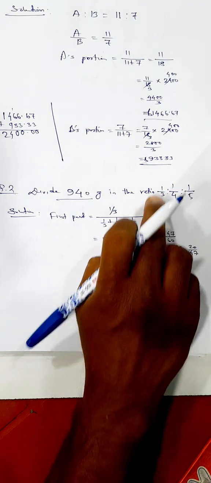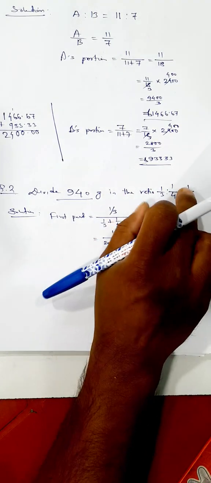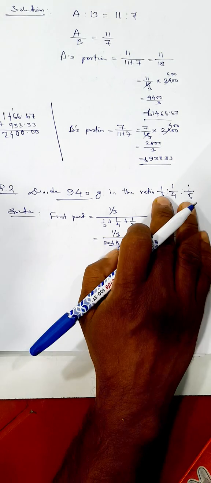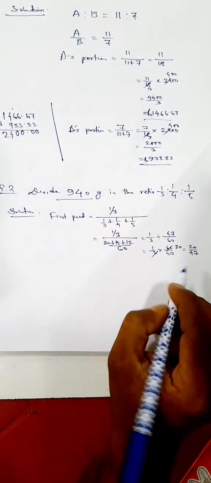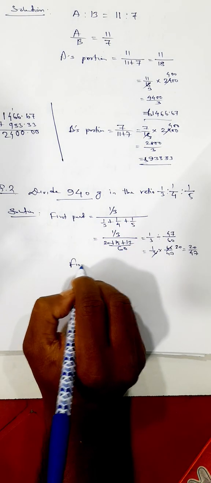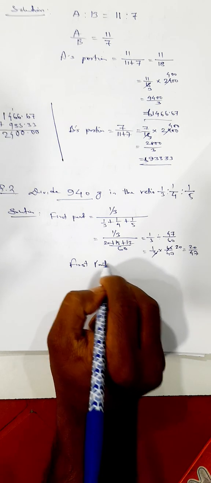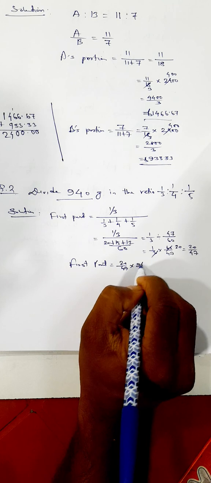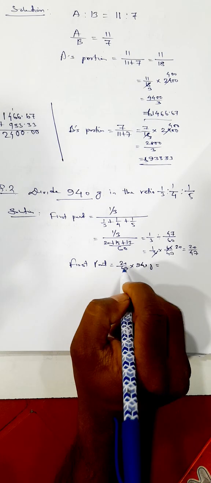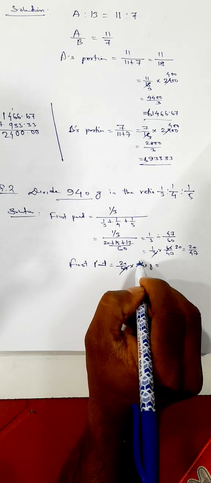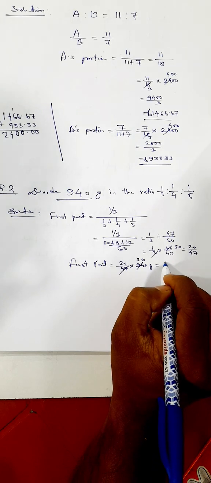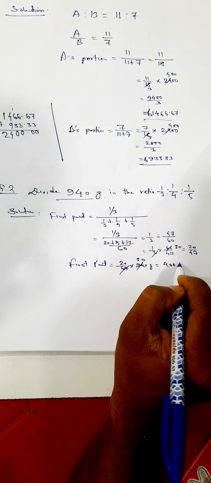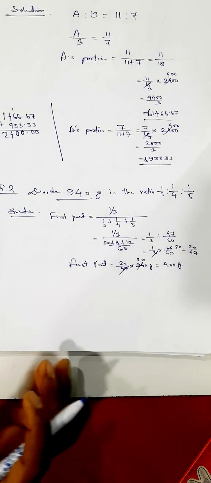So out of the 3 parts, the first part is 1/3 of the sum of the ratios. So first part equals 20/47 into 940 gram. Now 47 2s are 94, so 20 into 20 is 400 gram. This is the first part.